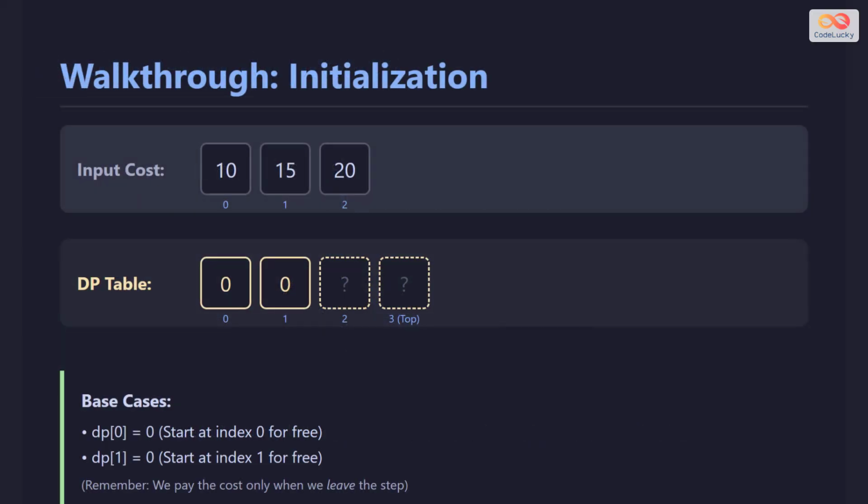Let's walk through an example with the costs 10, 15, and 20. We initialize our dynamic programming table. The cost to reach index 0 is 0, and the cost to reach index 1 is also 0, because we are allowed to start at either of these positions for free.